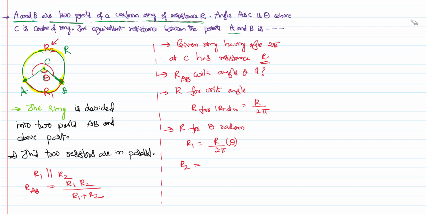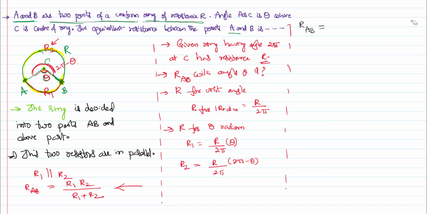Similarly, R2, be careful: the total angle is 2 pi. If the lower angle is theta, the upper angle will be the remaining angle, 2 pi minus theta. So R2 will be R by 2 pi times the remaining angle on the top, that's 2 pi minus theta. And as it is shown, R1 and R2 are in parallel, and we have to find out the effective resistance of that R1 and R2. Let's try to find out.